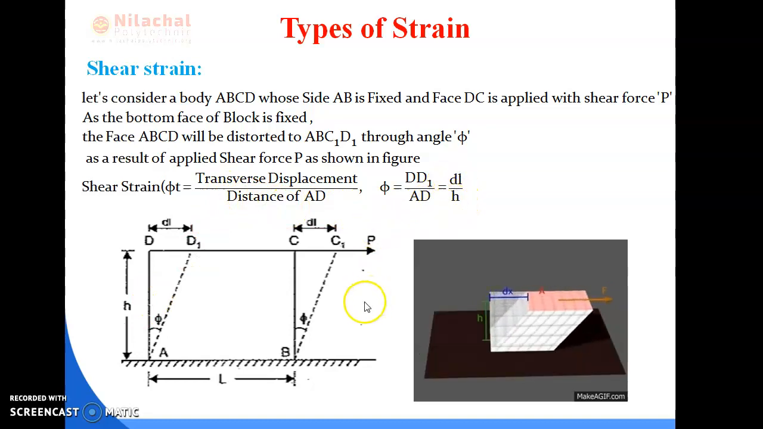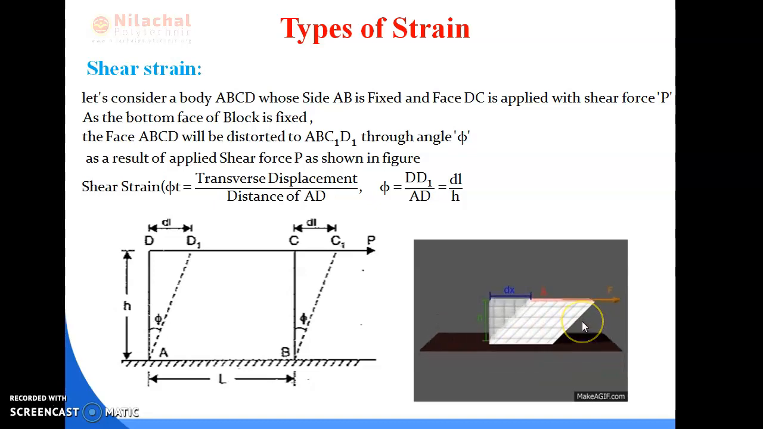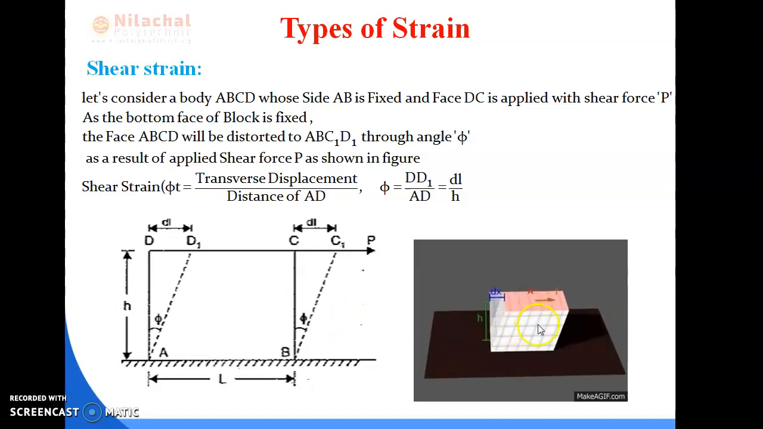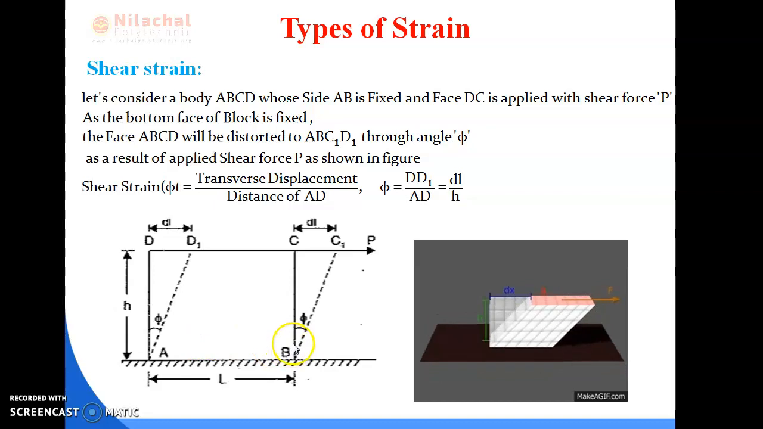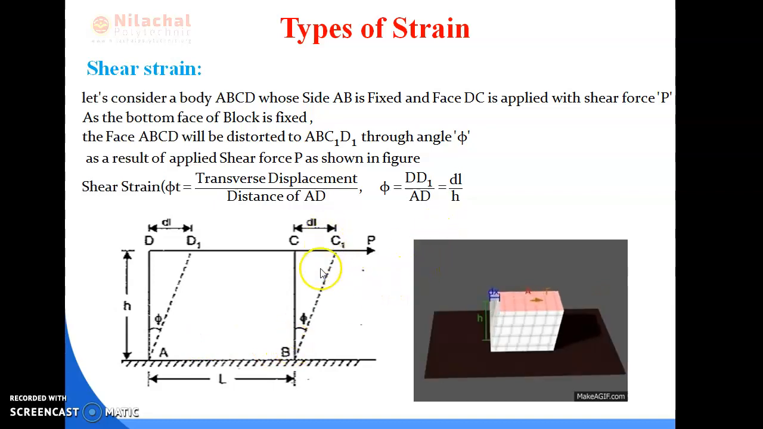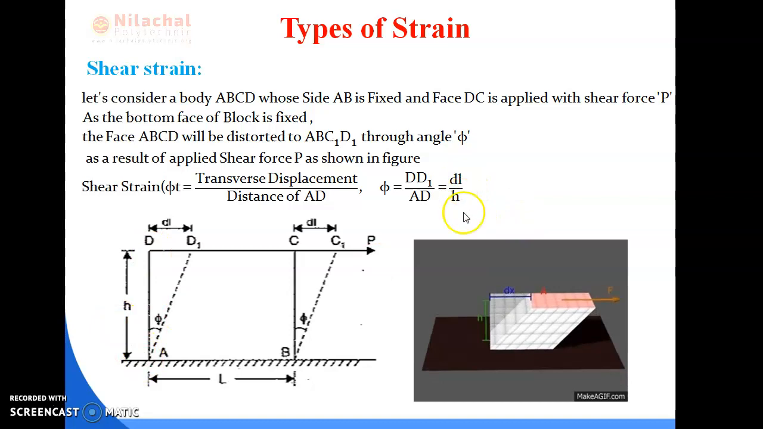So, it is concluded that due to the shear force, the deformation takes place in the body, distorted with an angle of phi. This angle phi is known as the shear strain. So, shear strain is equal to change in length by original length, that is del L divided by AD, which is equal to del L by h.